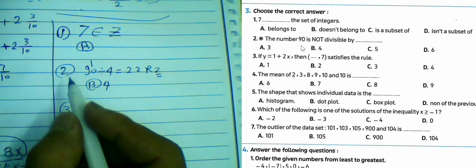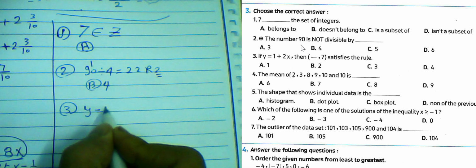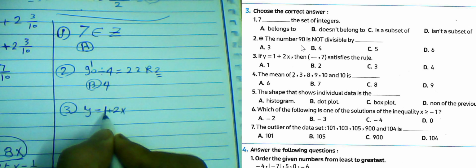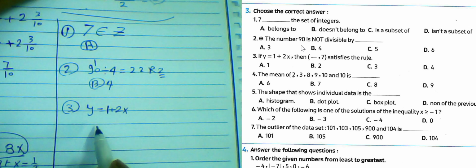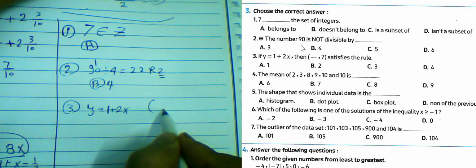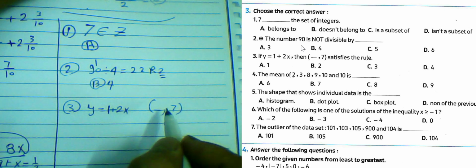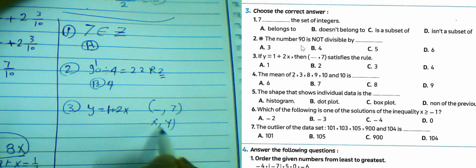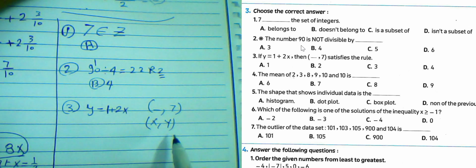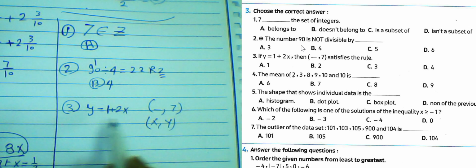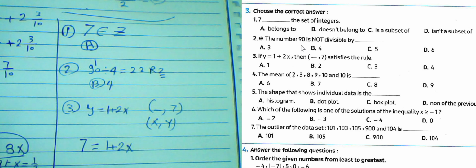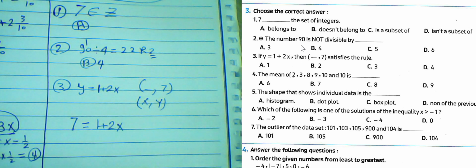If y equals 1 plus 2x, then the space and 7 satisfies this rule. We want to find the first projection here. We know any point, the order is x and y. Then you can write the value of y here, 7. Then 7 will be equal to 1 plus 2x. And then you can solve this equation.